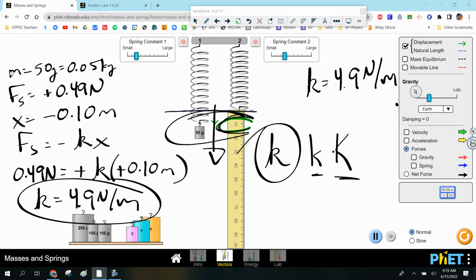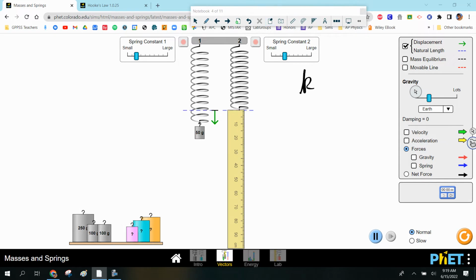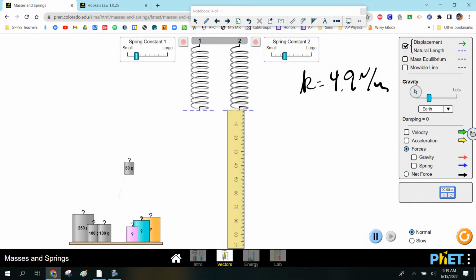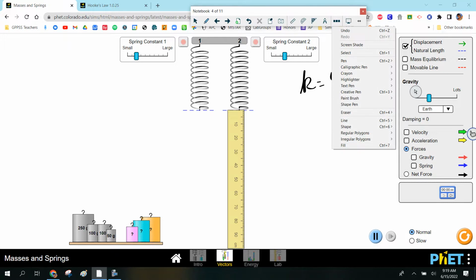All right, cool. So that's that. Now that we know what our spring constant is, we should be able to make some predictions. So let's replace this 50-gram mass with the 250-gram mass, and let's see if we can figure out what's going to happen then.